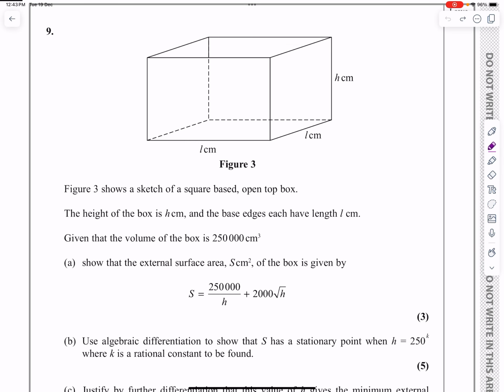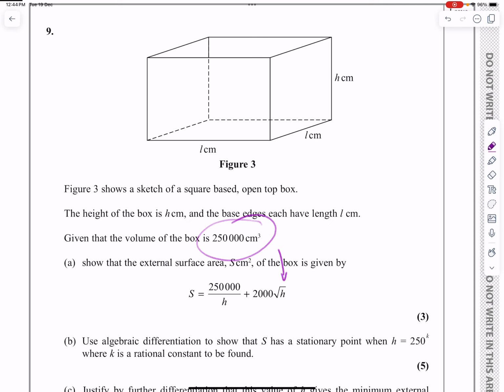It says, figure 3 shows a square-based open top box. We've got L and L as those two lengths there and a height H. And what they're asking us to do, they're going to give us the volume of the box and then ask us to see if we can work out the surface area. Notice in this surface area equation, L doesn't exist. So this is a relatively standard thing to do, that I'll use this information to be able to work out what L is in terms of H, and then substitute that in there.